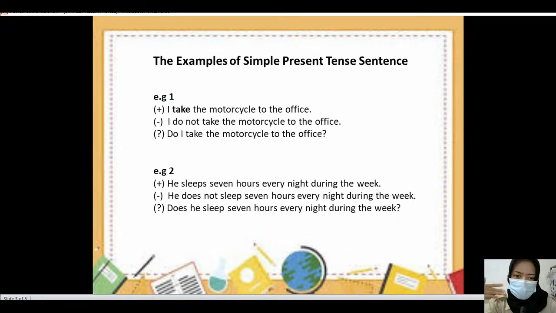For other example, I sleep in the bed. Saya tidur di tempat tidur. I sleep in the bed. How to get the interrogative? Negative is I don't sleep in the bed. And then interrogative is do I sleep in the bed? And then if you need to, you have to use do.